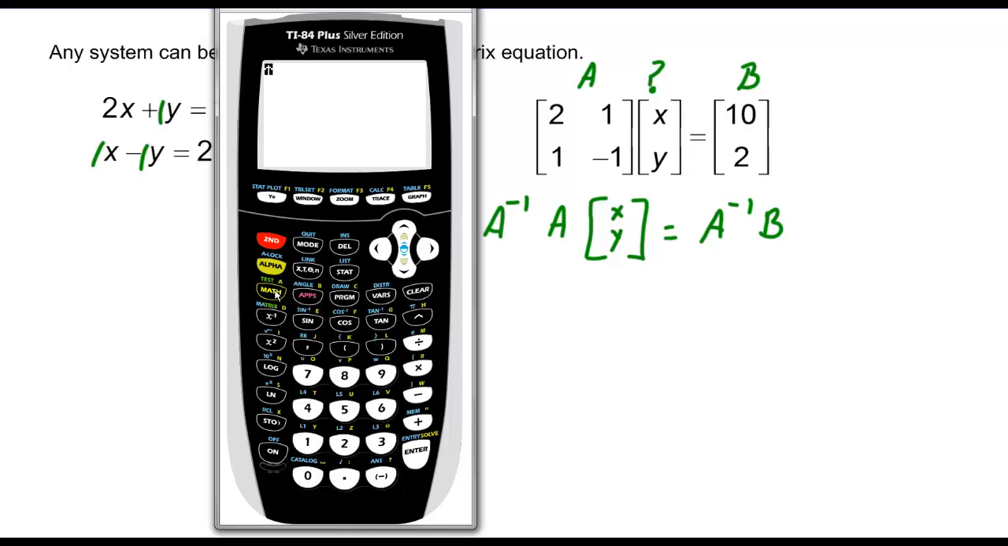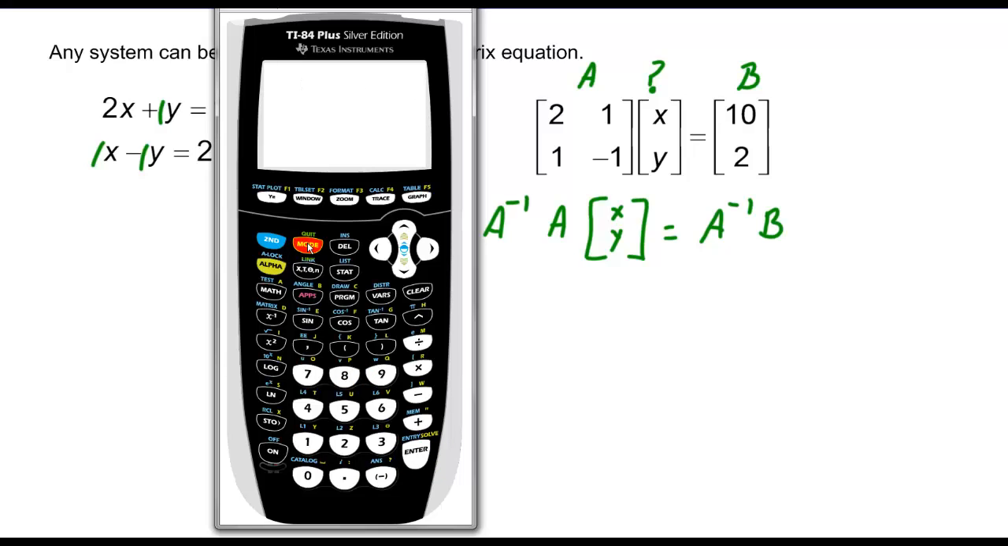I hit second matrix. I want to edit matrix A, which is a 2 by 2. Hit 2 by 2, enter. I'm going to type in 2, 1, 1, -1. I'm going to quit that.